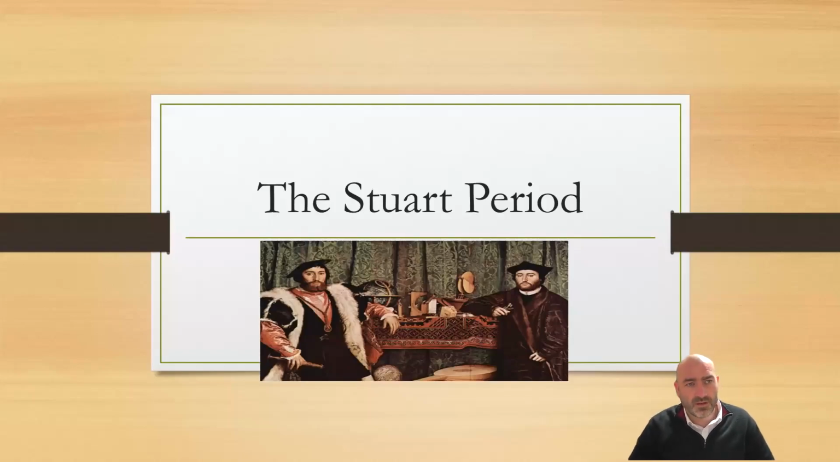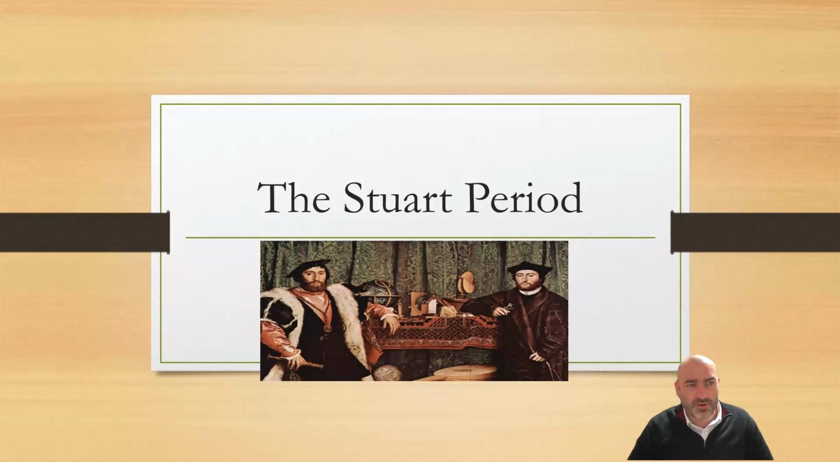Welcome to the third of our videos on early modern and modern Britain. In this period, we're looking at the Stuart era. If you remember where we left off with the Tudor era, we had Elizabeth the First in power. The Stuart period itself in England lasted from 1603 to 1714.